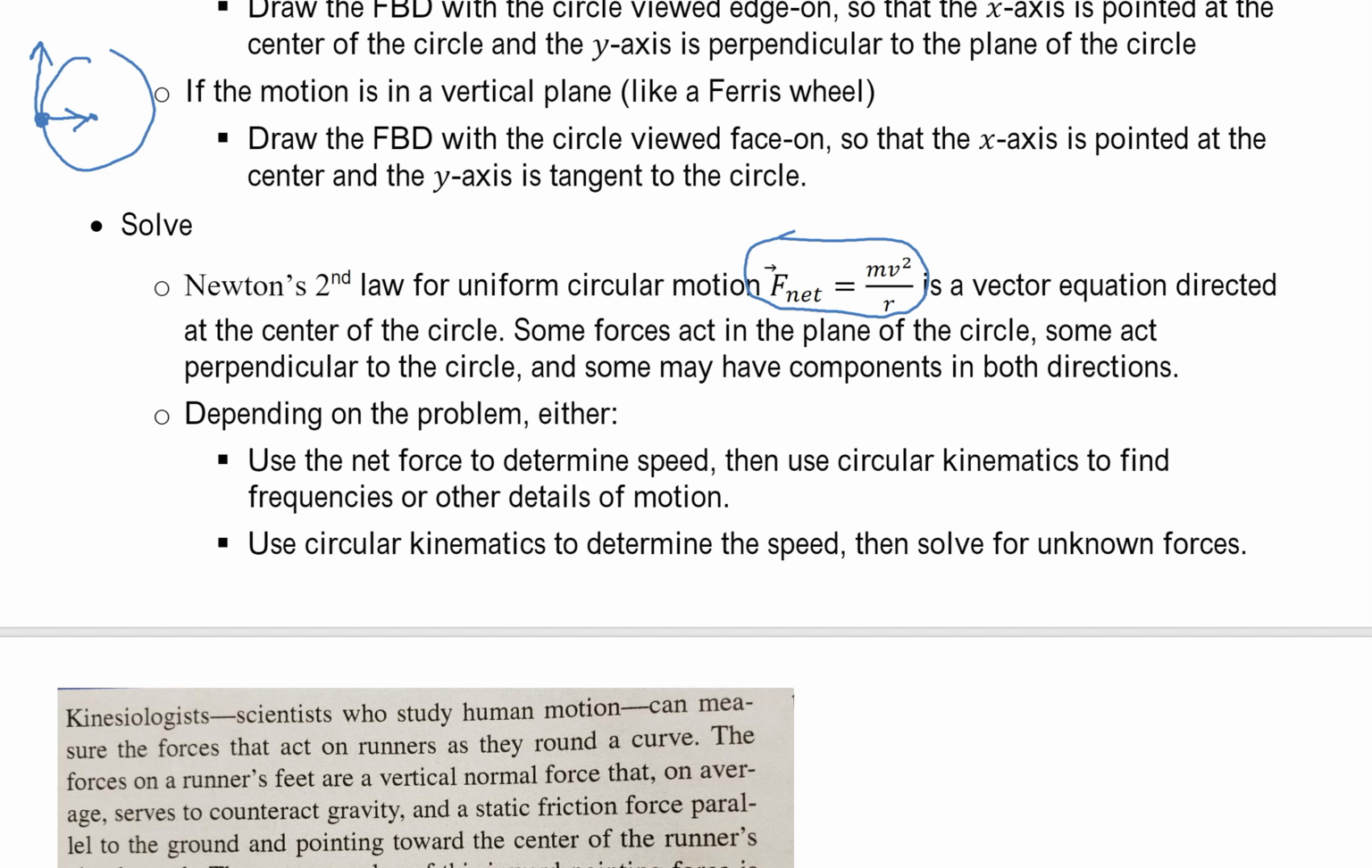Depending on the problem, we're either going to use the net force to determine the speed, v, and then use circular kinematics to find frequencies or whatever other details they're looking for, or we will use circular kinematics to determine the speed first and then solve for unknown forces, okay? So our connection here is speed in both cases, all right? So we're going to go through some examples and then we'll be done.